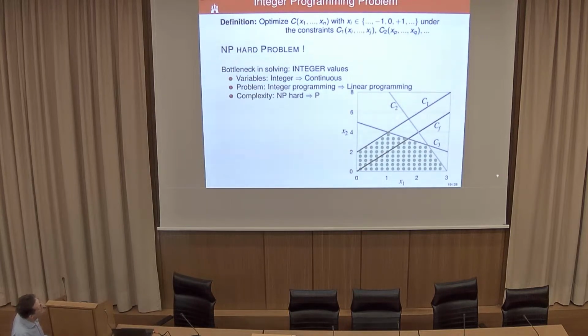At the same time, I have a constraint which is C2, and I want all the solutions below this curve. Then I have a C3, and I want all the solutions below C3, and this is the boundary. So this is the feasible space. I call it the feasible space.